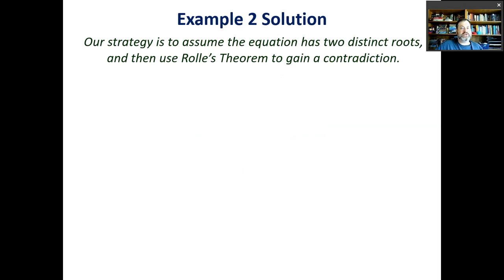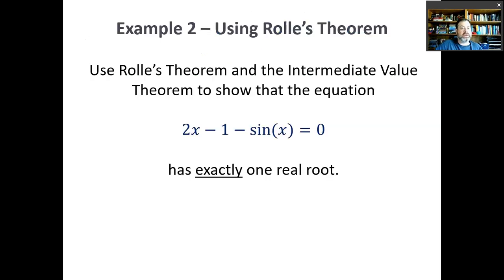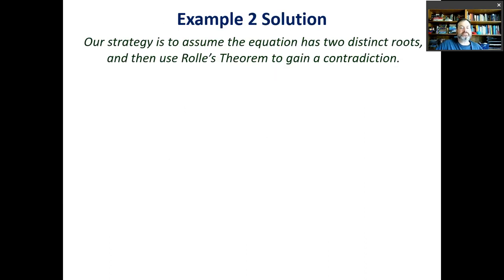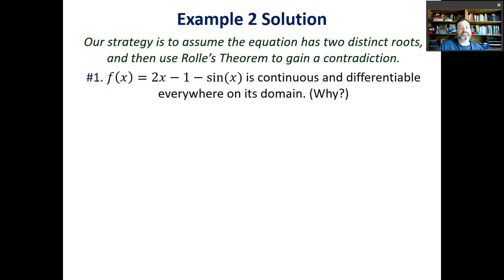So here's our strategy. We're going to assume the equation has 2 distinct roots and use Rolle's theorem to gain a contradiction. So let's go back and look at the problem again so we know what we're doing. We want to show there's exactly 1 real root. So we're going to assume it has 2. We're going to assume it crosses the x-axis twice. And we're going to show that Rolle's theorem shows us that this is impossible.